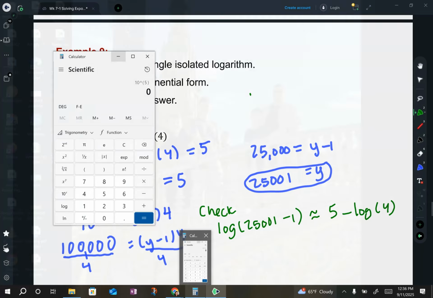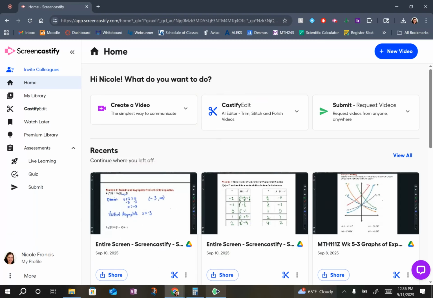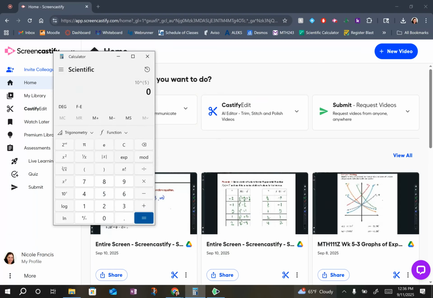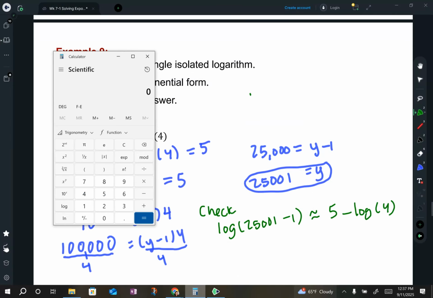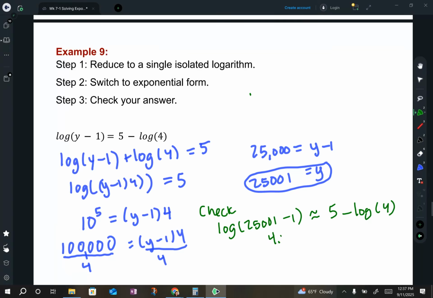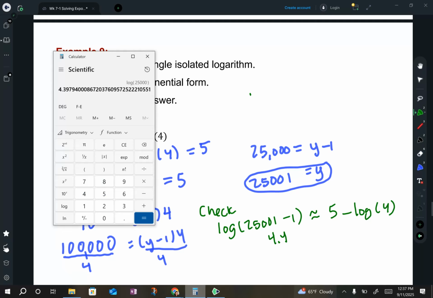All right, so let's use our calculator to check this. We're going to take the log of 25,001 minus 1, so I'm just going to put in 25,000. I'm going to take the log, and I get about 4.4. And now I'm going to do log 4, and then I'm going to subtract that from 5. So 5 minus 0.6.